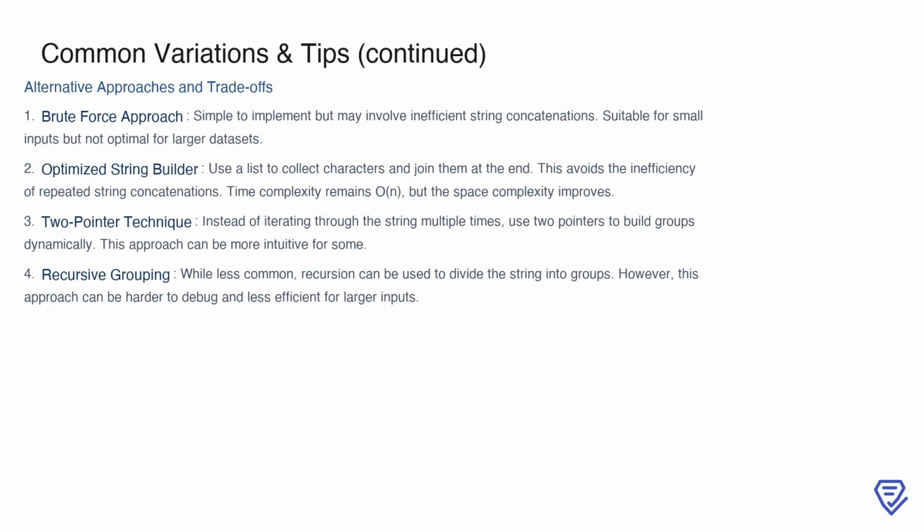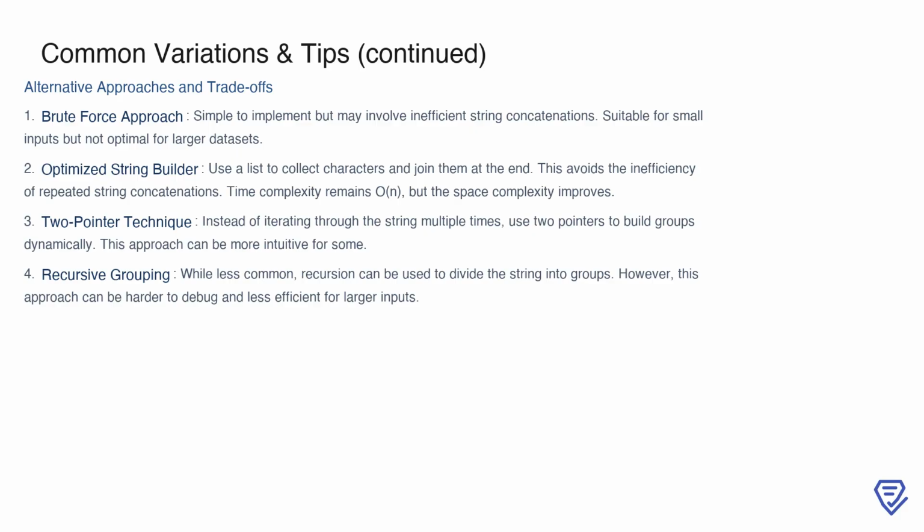Lastly, let's explore alternative approaches and their trade-offs. The brute force method is often the simplest to implement but can be inefficient for large inputs due to repeated string concatenations. It's fine for small datasets, but it's not optimal when performance matters. A more efficient alternative is the optimized string builder approach. By using a list to collect characters and joining them at the end, you can avoid the inefficiency of repeated concatenations. This keeps the time complexity at O(n), while improving space efficiency.